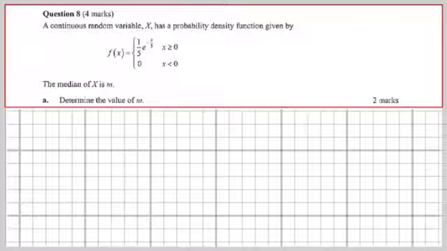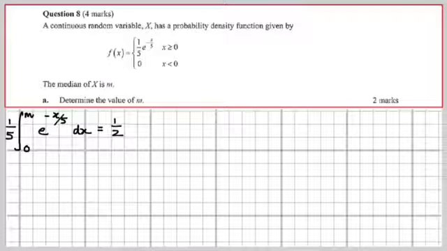Now, this is a continuous random variable question, probability density function given by that thing, for x is 0 and above, and 0 everywhere else. Pretty standard looking thing. The median of x is m. Determine the value of m. Well, we know how to do that. That's the equation we need. Okay? Alright, we're good to go.